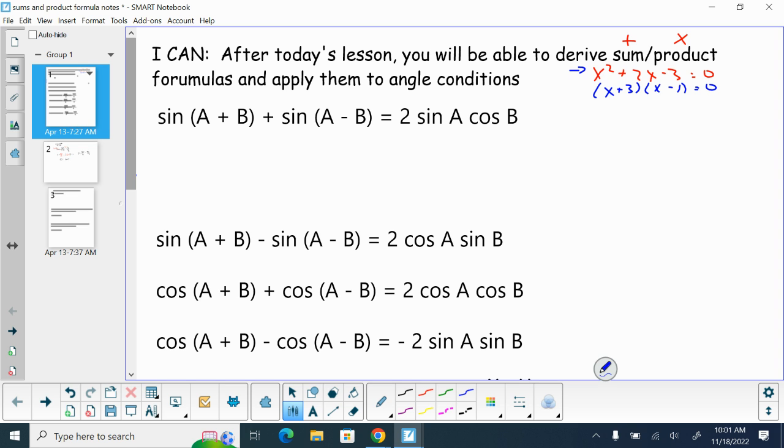We have the sine of a plus b plus the sine of a minus b is equal to 2 times the sine of a times the cosine of b. Well, how we prove this is let's take our first 2 quantities on the left-hand side and use our angle addition and subtraction formulas to expand them out. What would it look like if I had the sine of a plus b? What would it look like if I had the sine of a minus b? So expand it out using your sine of 2 angles being added, 2 angles being subtracted.